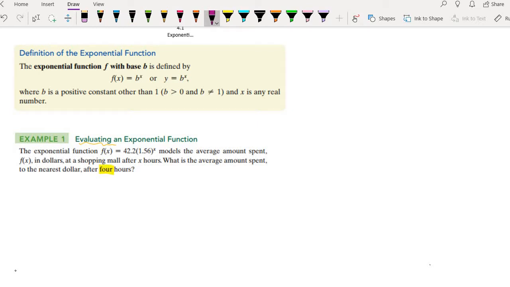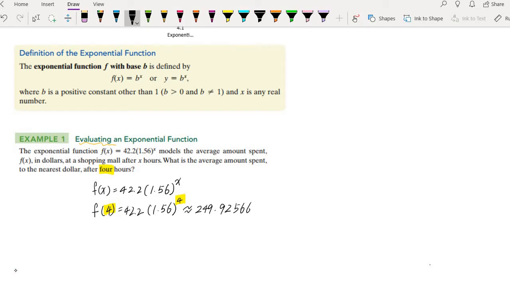So the model given to you is f of x equal to 42.2 times 1.56 to the x power. Then they're asking what it is after 4 hours. All you have to do is plug this 4 into your function. So it's 42.2 times 1.56, and we replace x with 4. Then we plug this into the calculator. It's going to give you around 249.92566. To the nearest dollar, that is $250. So that is my final answer.